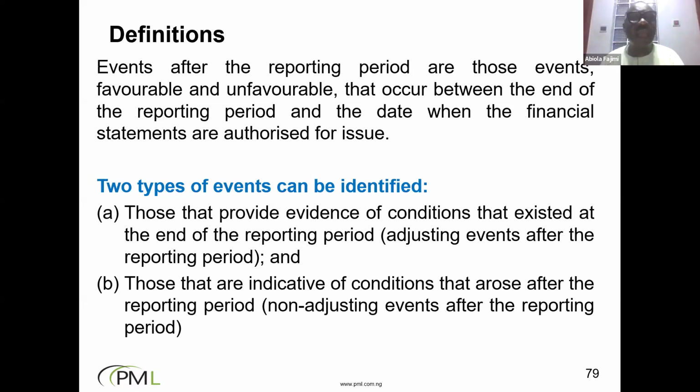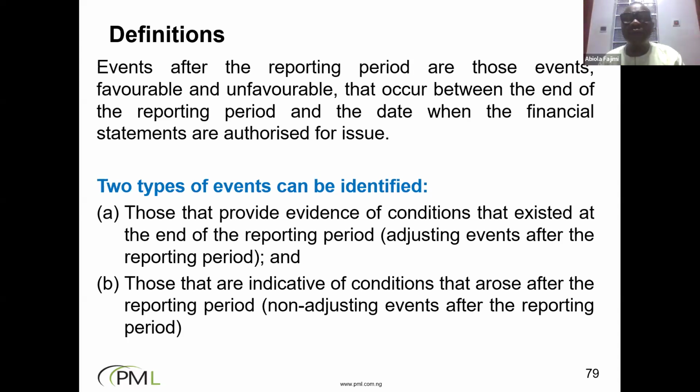10 is dealing with. And there are two types of events that are identified. One is those that provide evidence of conditions that existed at the end of the reporting period. They tell you more about things that have happened, even as at 31st December 2024. This information just tells you more about those things that have happened. Mark the word: it has happened. It's just that you were not aware. Those things have happened, but you were not aware when you were preparing your financial statements at 31st December 2024.